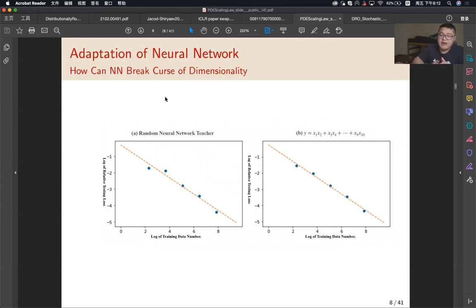The first one is generated by a random neural teacher, and the second one is a very, very simple polynomial. If you plot this log-log curve, what you will see is that the slope of it is exactly 0.5. It is saying that the approximation error is very small, so my neural network can adapt to these very simple function spaces. Then you break the curse of dimensionality and get a rate independent of your dimension. So I think this is a good adaptation of the function spaces I constructed.